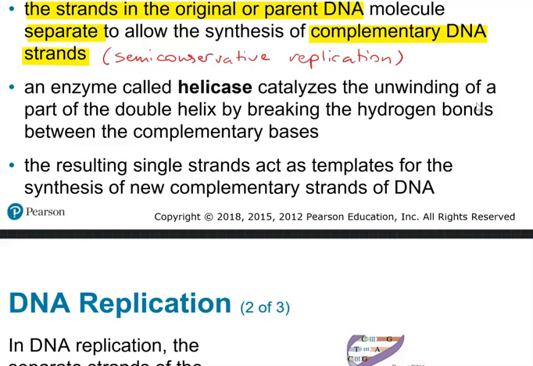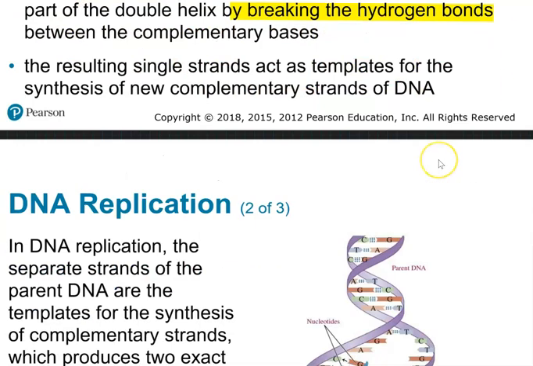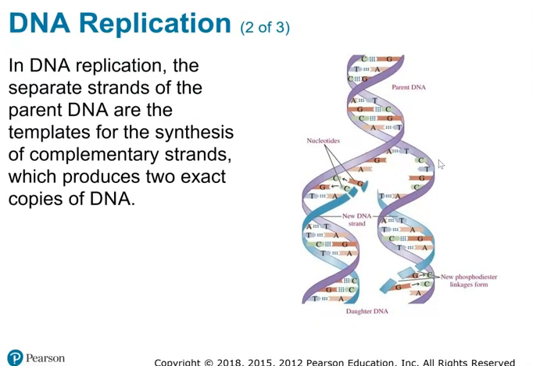So how can it happen? First of all, you need to break those hydrogen bonds. This is the function of the enzyme called helicase. It separates the strands of a double helix by breaking the hydrogen bonds. Each strand is a template for the synthesis of a new strand.